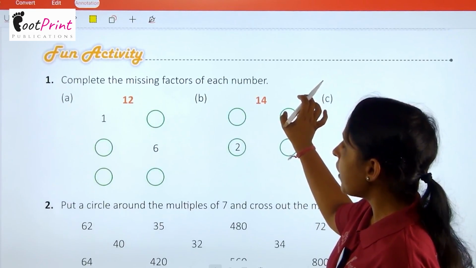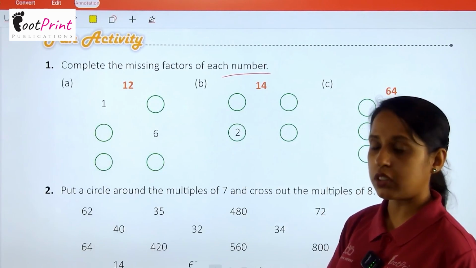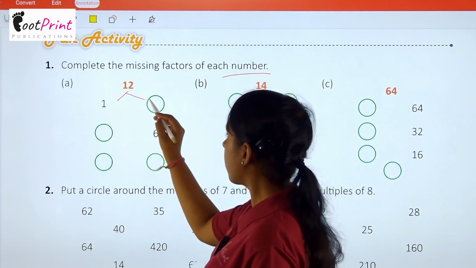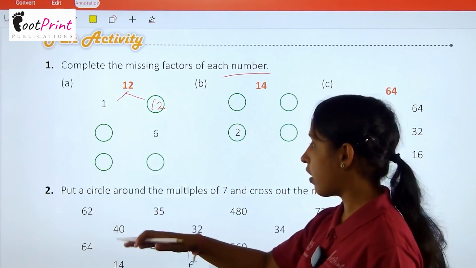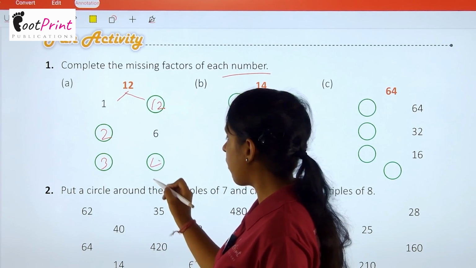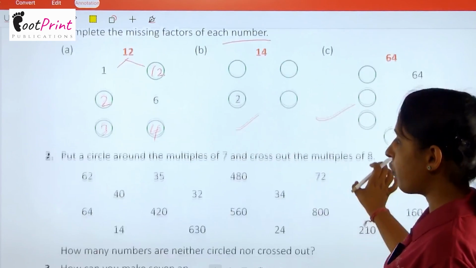Next, complete the missing factors of each number. So here we have to find out the missing factors. 1 times 12, 12, 1 12. Here 2 6s are 12 and 3 4s are 12. Just like that you have to fill in all the questions. Now move to the next.